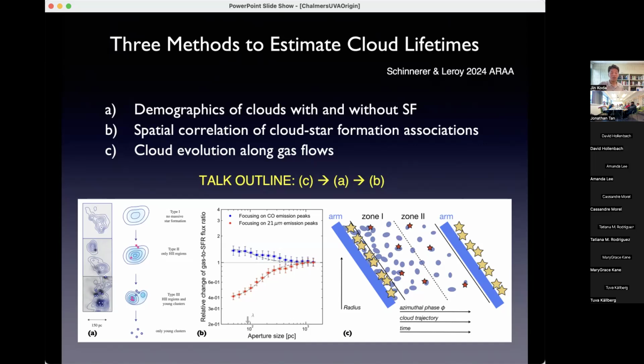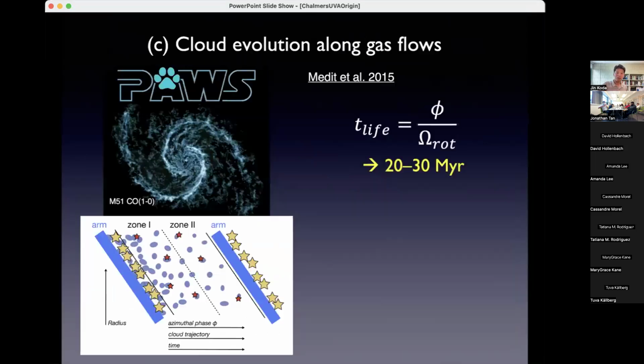And here's the talk outline. So I'm going to explain each of them in the order of C, A, and then B. And after explaining each method, I raise some discussion points. So the first one, I start from number C, molecular cloud evolution along gas flows in the galaxy.